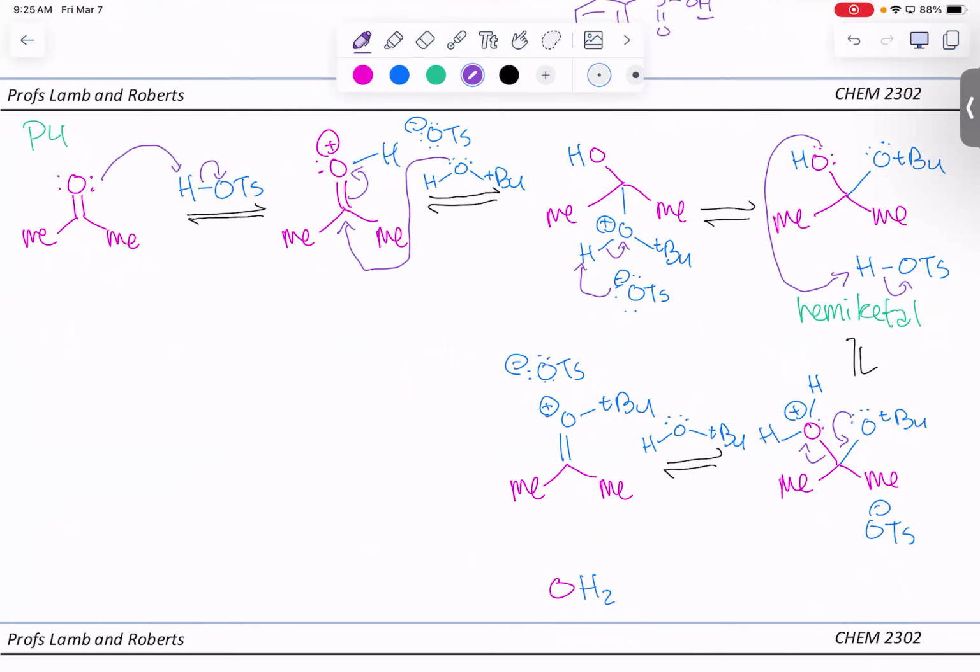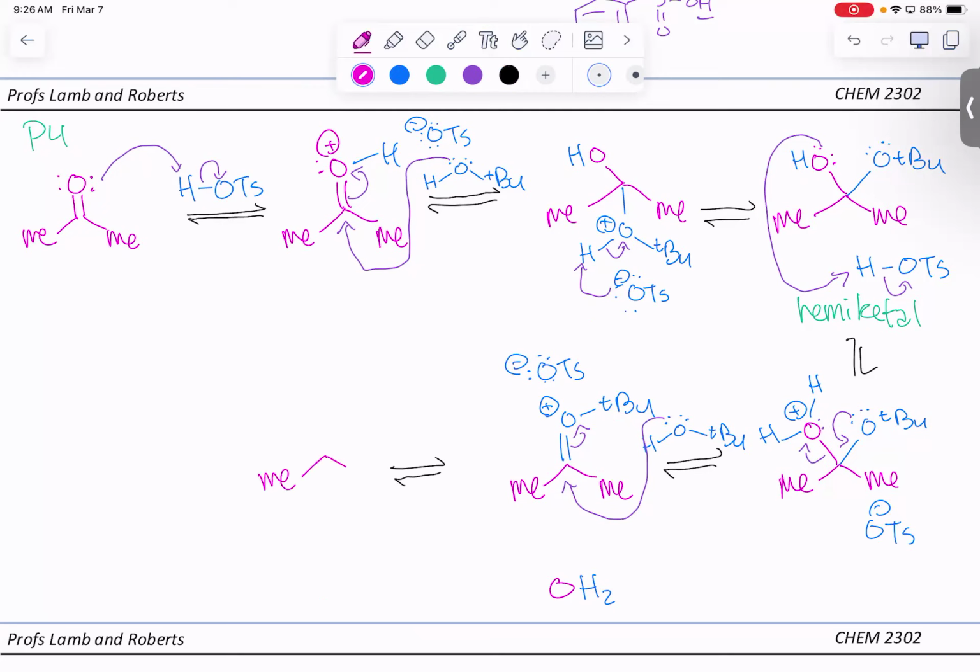And just like we saw before, our tert-butanol is going to go ahead and attack this electrophilic 2 position of our carbonyl carbon. We're going to break that CO double bond, turn it into a single bond, and return that lone pair of electrons back to our carbonyl carbon. All right, so we're getting close to what we want our product to look like.